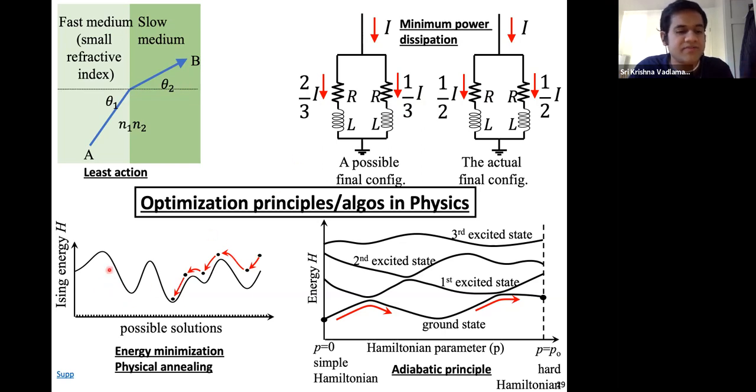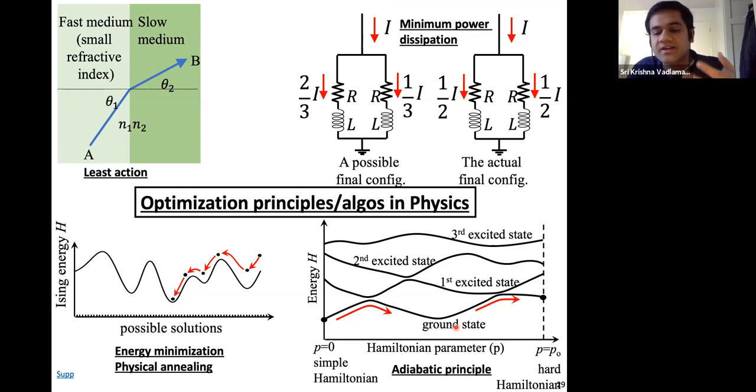The algorithms that people have studied are simulated annealing, where you do a gradient descent on some objective function, and to get out of local minima, you kick it out using thermal noise. So using Boltzmann factors or something, you explore the solution space, and you get to some good solution.